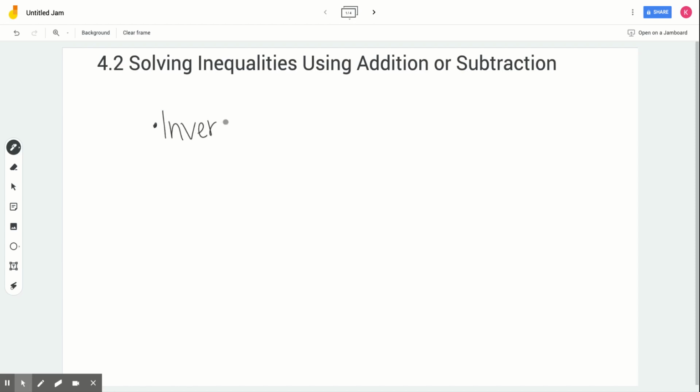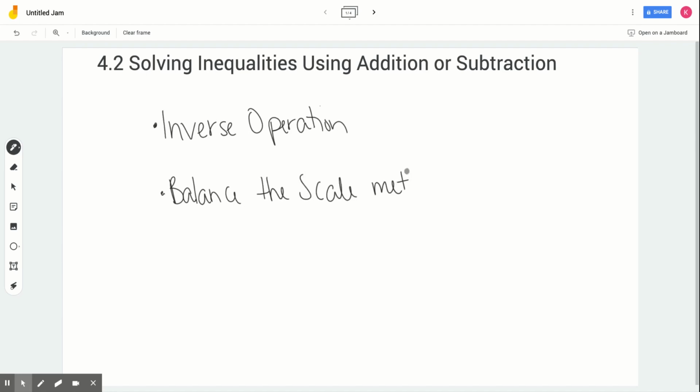We need to use inverse operations, and we want to use that balancing the scale method. So make sure that you're remembering those things. Balance the scale method. Remember, that means we have to do whatever we do on one side of the equal sign, we have to do on the other to keep that inequality or equation equal.